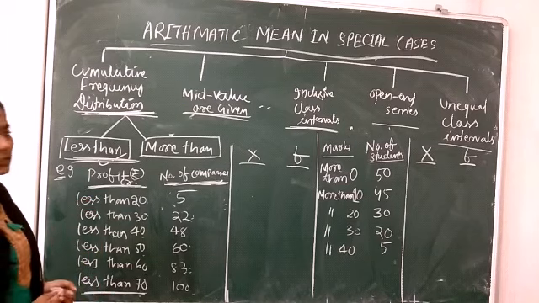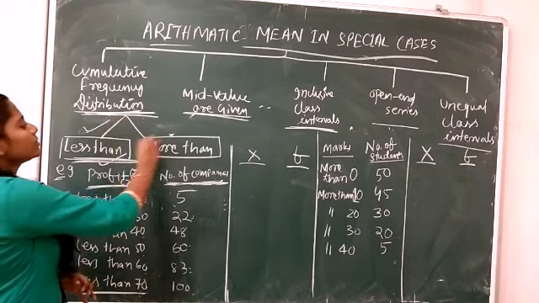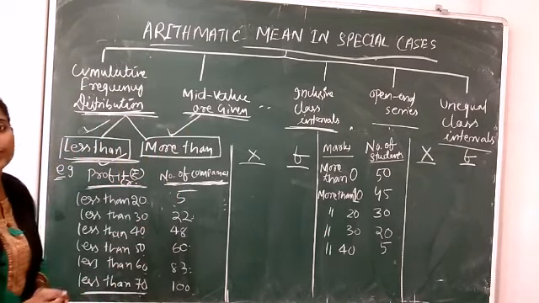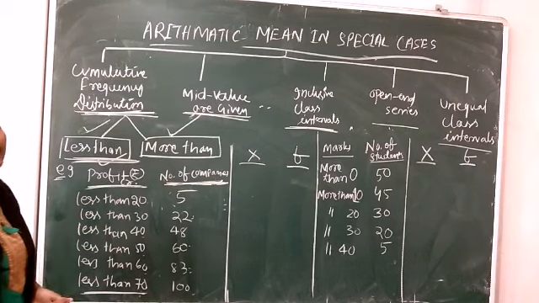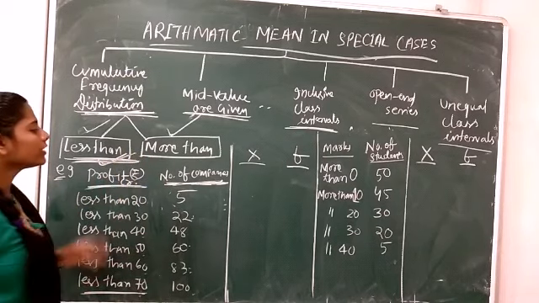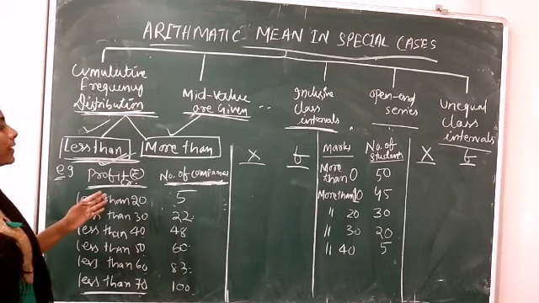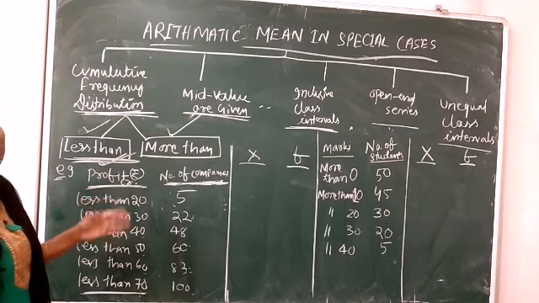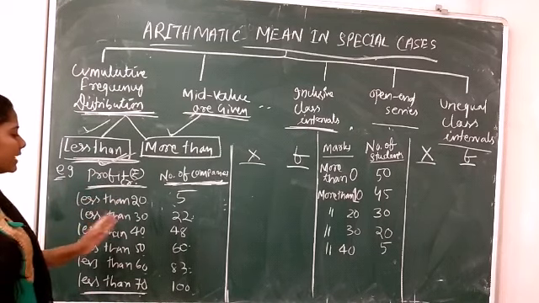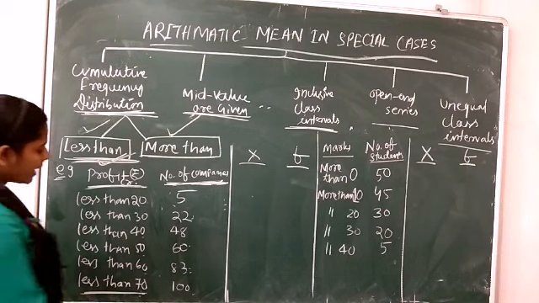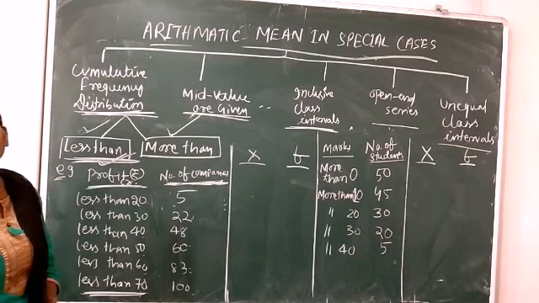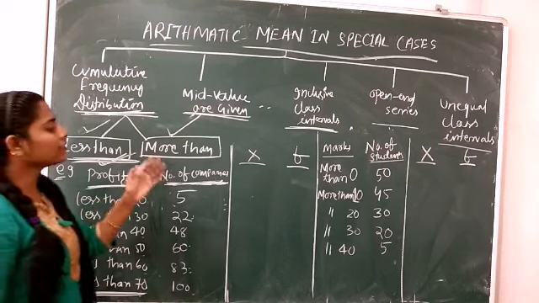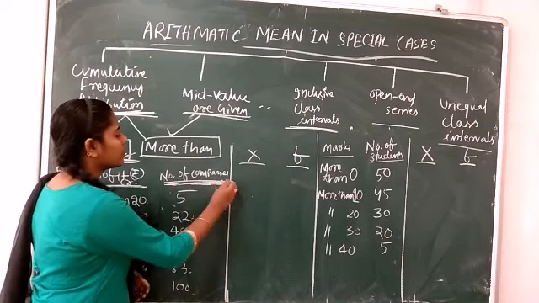It has basically two situations. One is the less than situation and another is the more than situation. This is the example related to the less than situation. So here it has two columns. One is profit, which is shown in crore rupees, that is less than 20, less than 30 and so on, up to less than 70. And another column indicates the number of companies.